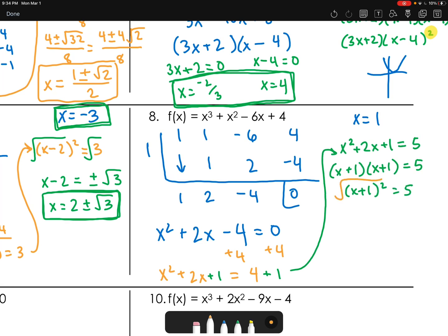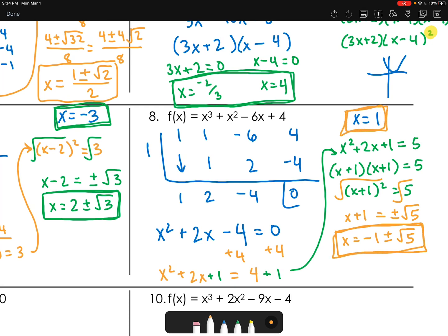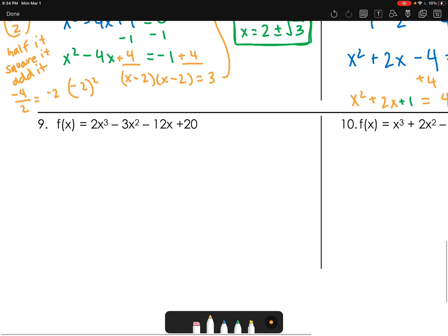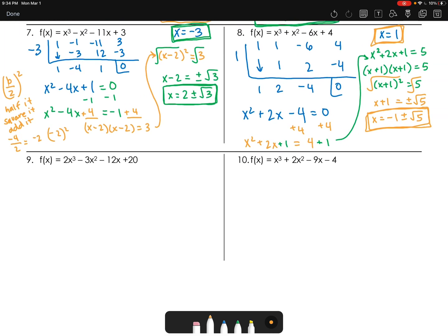Now I'm going to take the square root of both sides. X plus 1 equals plus or minus the square root of 5. X equals -1 plus or minus the square root of 5. Here are 2 of your roots, and your third root is up here. Okay? For 9 and 10, try these on your own. Pause for a second.